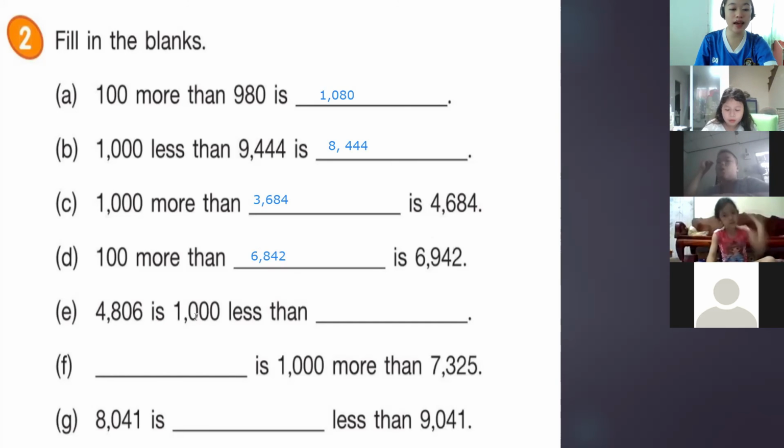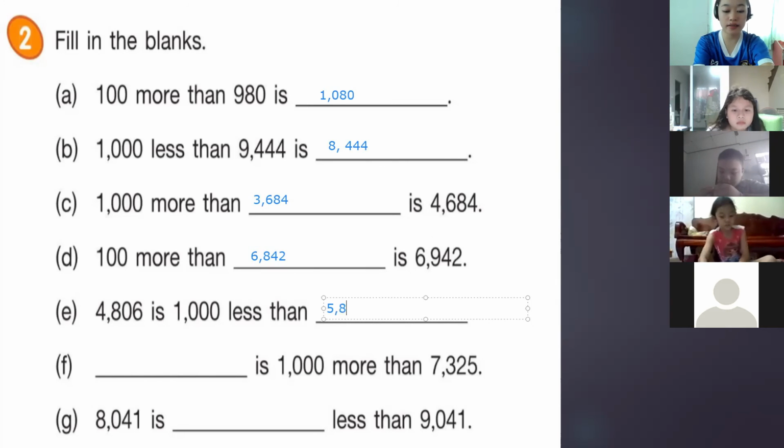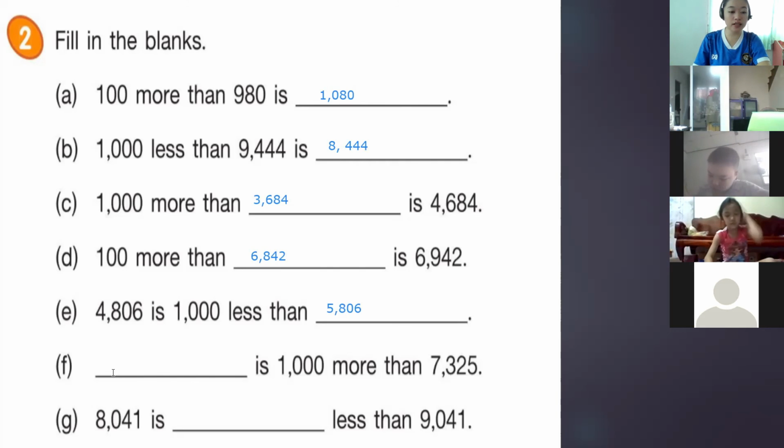4,806 is 1,000 less than 5,806. Okay, so that is the answer for letter E. Okay, so next we have letter F.